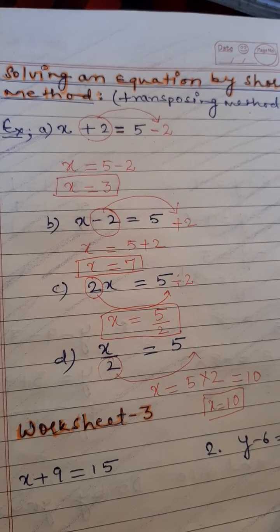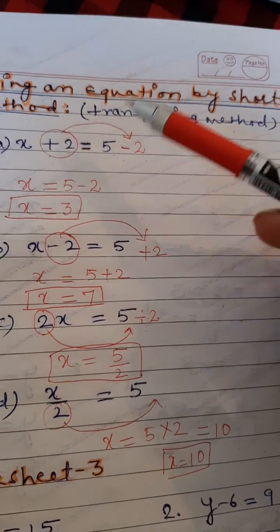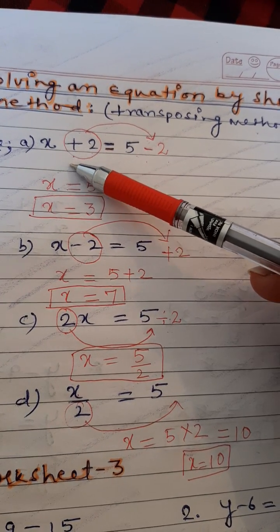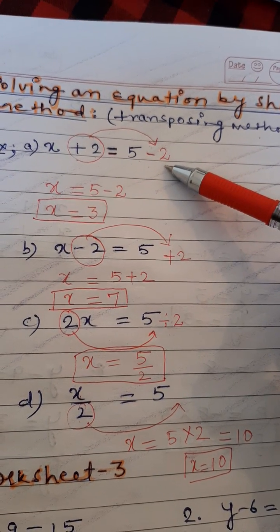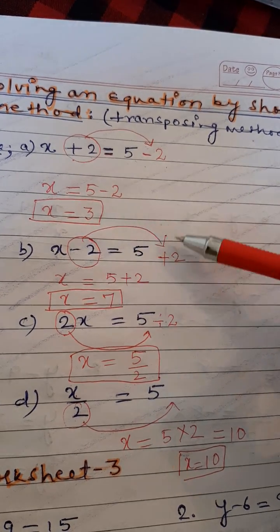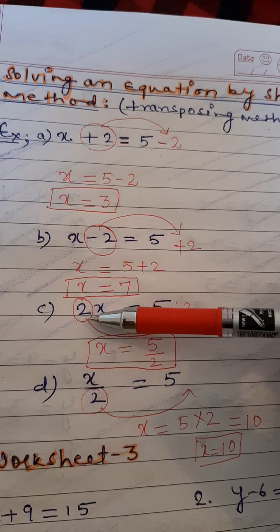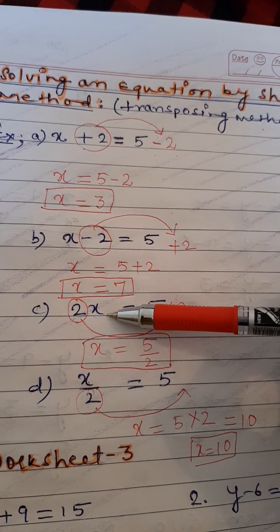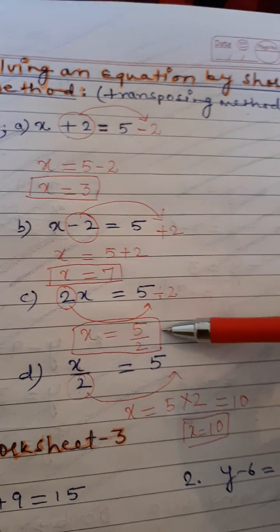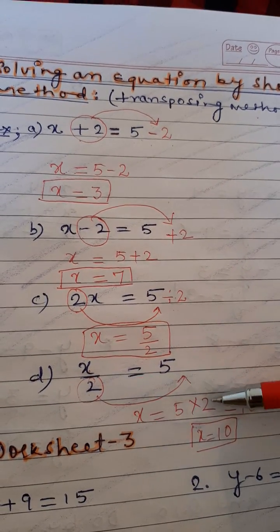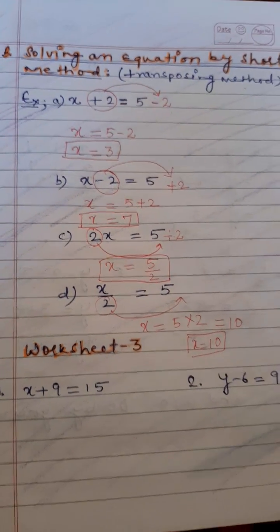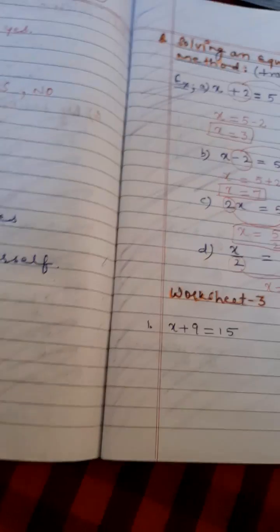Right, students? So what we have seen is that whenever we transpose a plus from the left hand side to the right hand side, it will become minus. Minus signs, minus integers, will become plus. If the number is getting multiplied, then on the other side it will be divided, and if it is getting divided, then on the other side it will be multiplied. Right? Let us understand this more by doing the questions of worksheet 3.